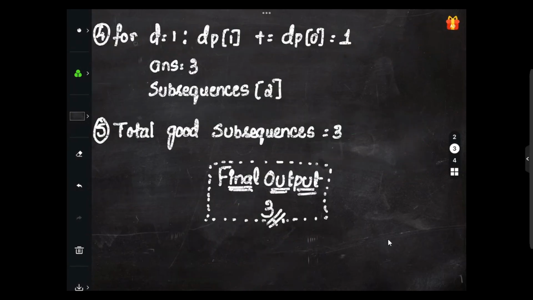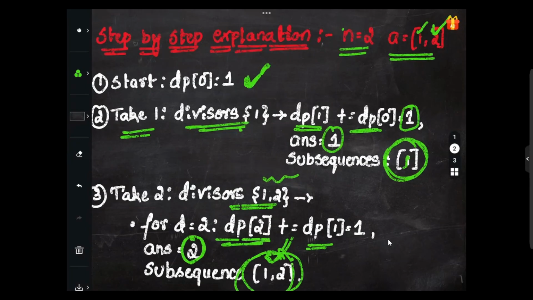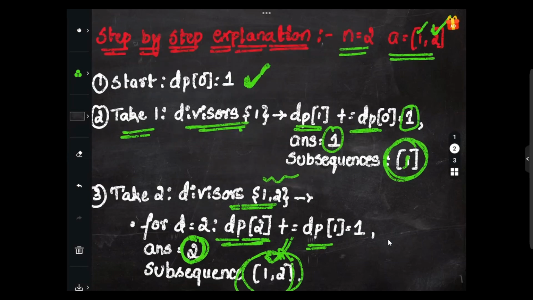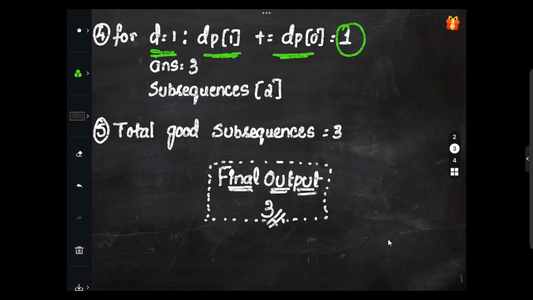Let's move on with the final step here. So when d equals 1, dp of 1 equals dp of 1 plus dp of 0. Two subsequences we have here, right? So the answer that we got here is 2, and we are considering when d equals 1. We considered d equals 2, right? So after considering d equals 2, we will be considering when d is 1.